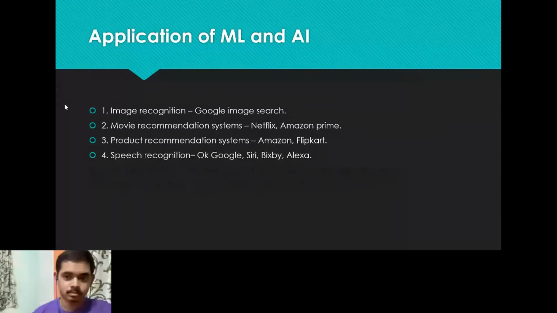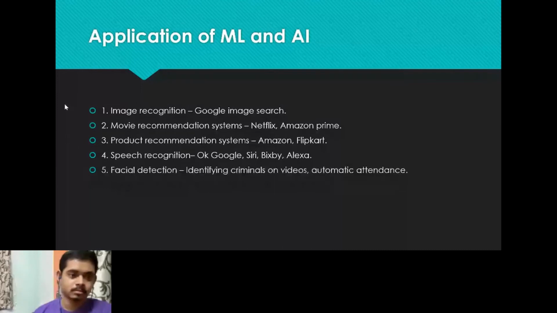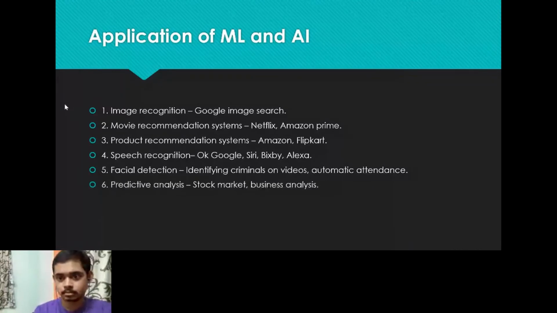Then we have speech recognition. If you have used virtual assistants on your phones, for example, OK Google, Siri, Bixby, or Alexa, all these are using neural networks and artificial intelligence to understand your natural language, process it, and execute your commands. We have facial detection, which also uses machine learning. It is used, for example, on various footage or for automatic attendance systems and many more. We also have predictive analysis.